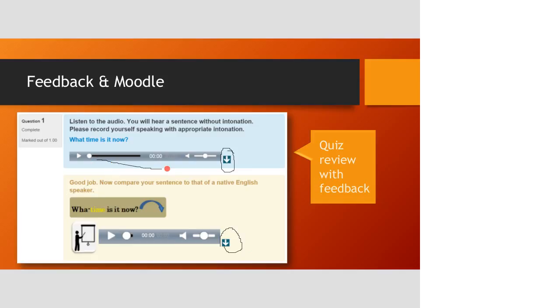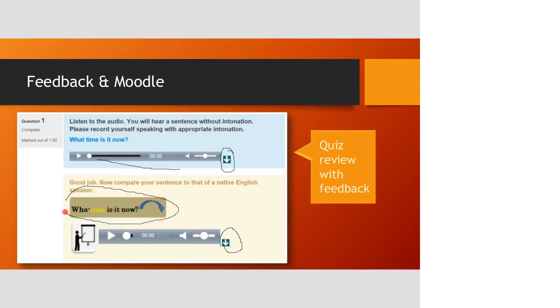What you're seeing up here is the student's response. And down here is the feedback. So we have a schematic of the sentence with information about pronunciation, stress, intonation. The elision that occurs with a terminal T sound is represented. And below that is a model of a sentence as spoken by a native speaker.